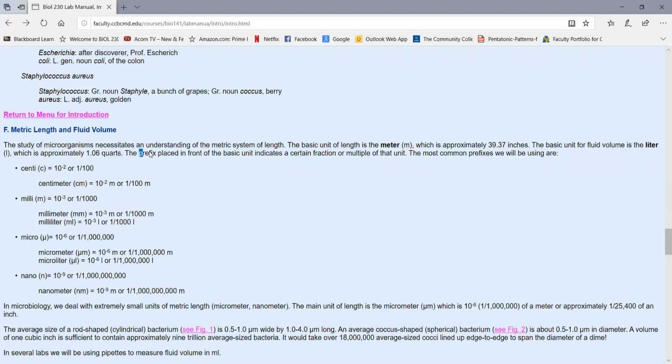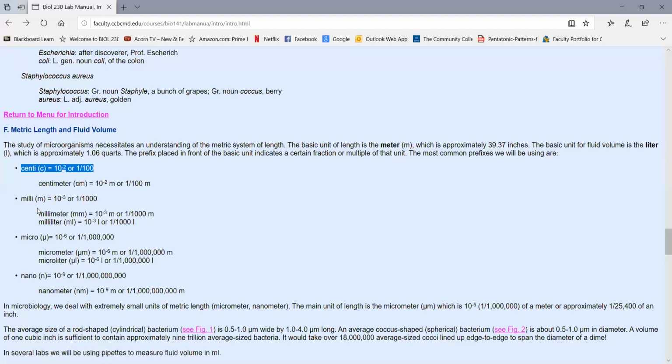Now, if we put a prefix in front of the basic unit, that prefix indicates either a fraction or a multiple of that unit. And there are only 4 of these prefixes we need to know during the course, the ones we will use. So the prefix centi, abbreviated c, means 1/100th, or 10 to the minus 2 in scientific notation. So a centimeter, abbreviated cm, would be 1/100th of a meter. And those are the larger units you see on a metric ruler, the ones that look like about half an inch. That would be the centimeter, which would actually be 10 millimeters, as we'll see in the next section.